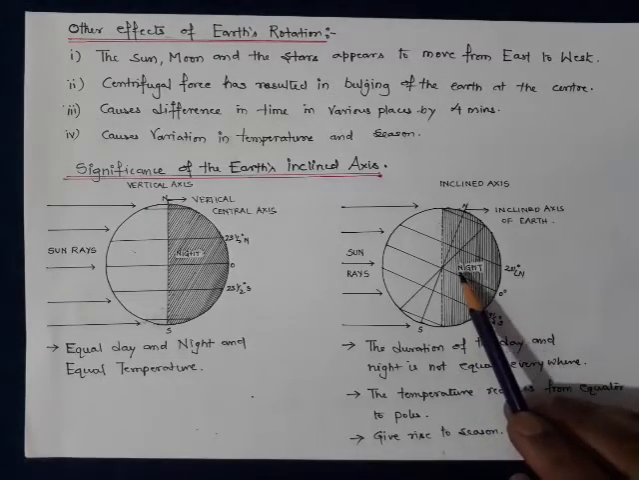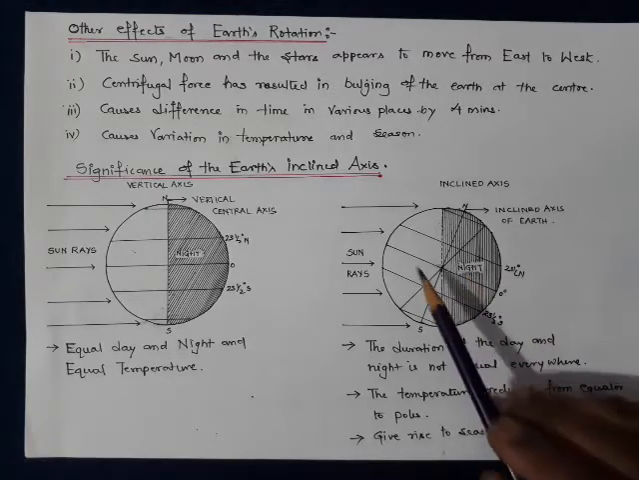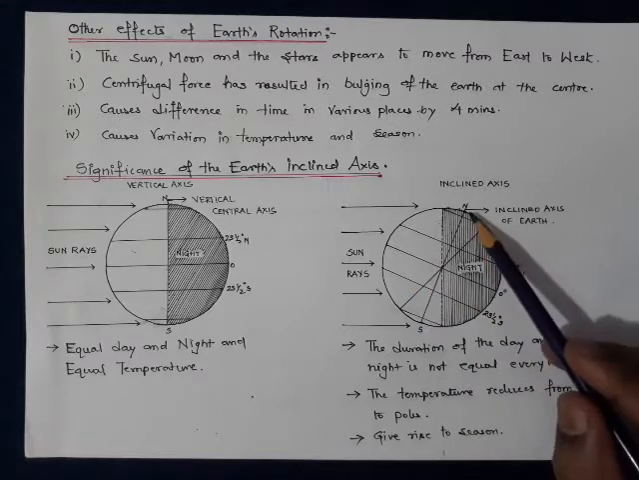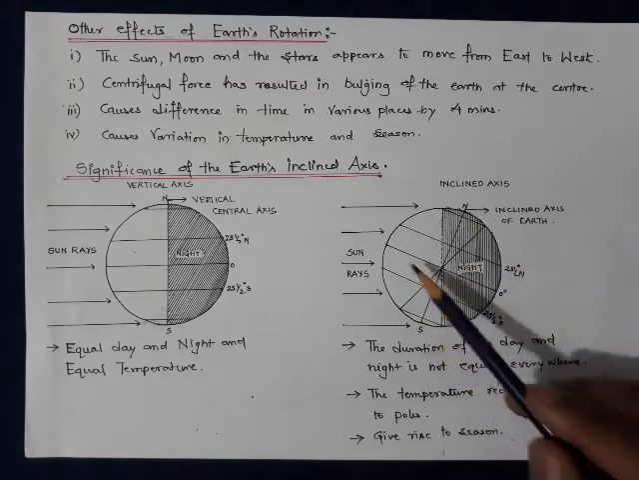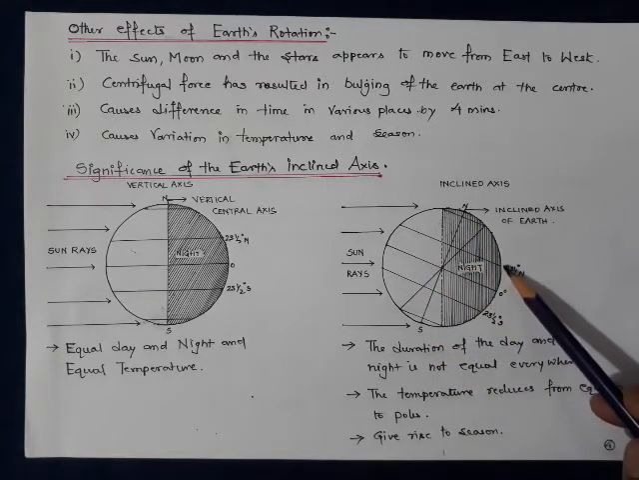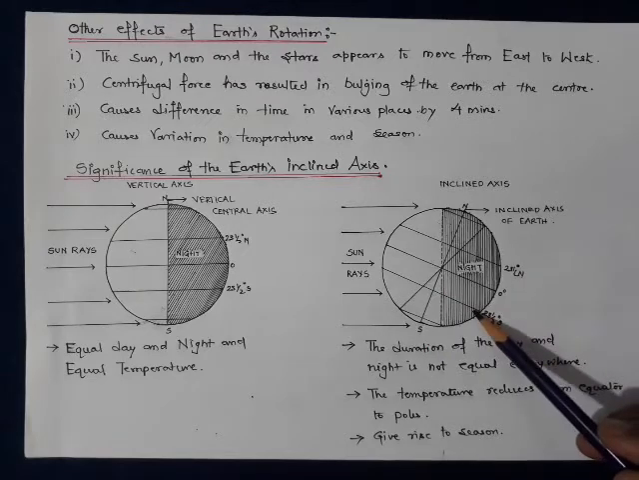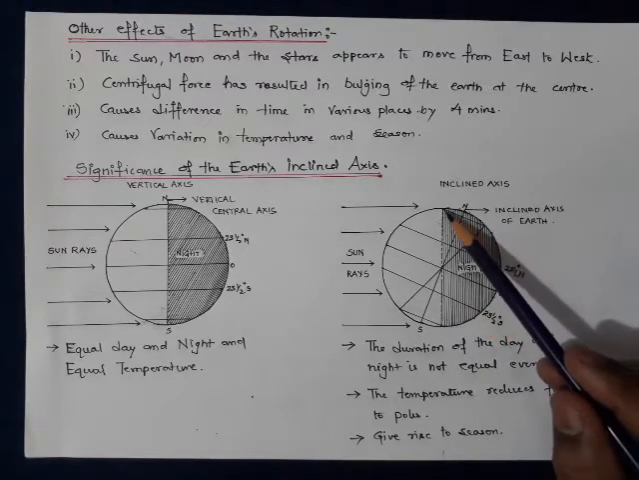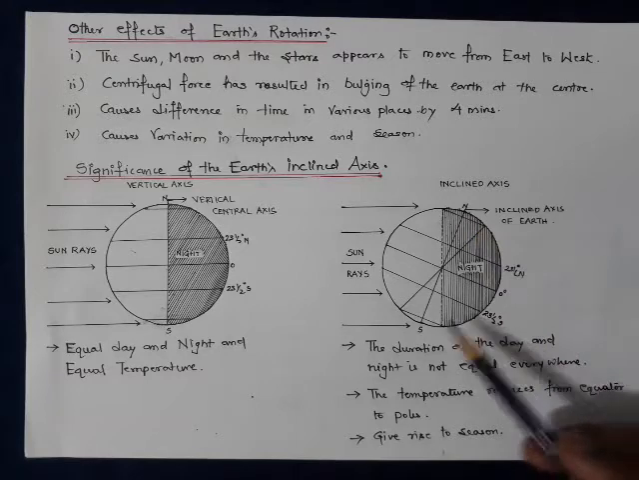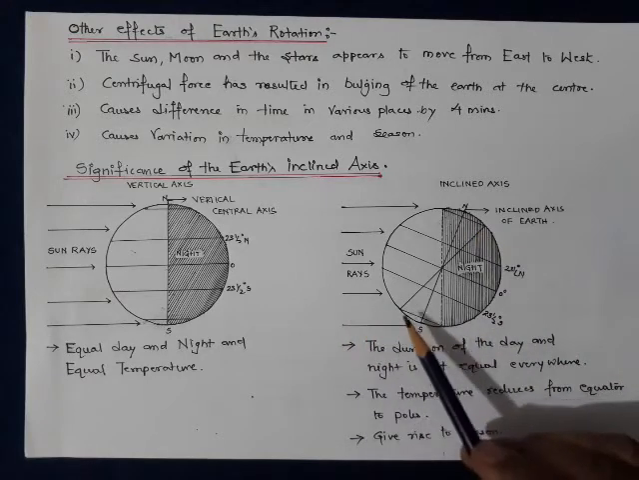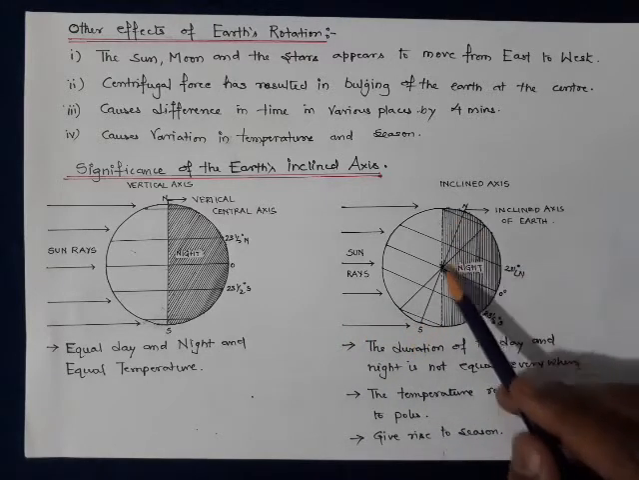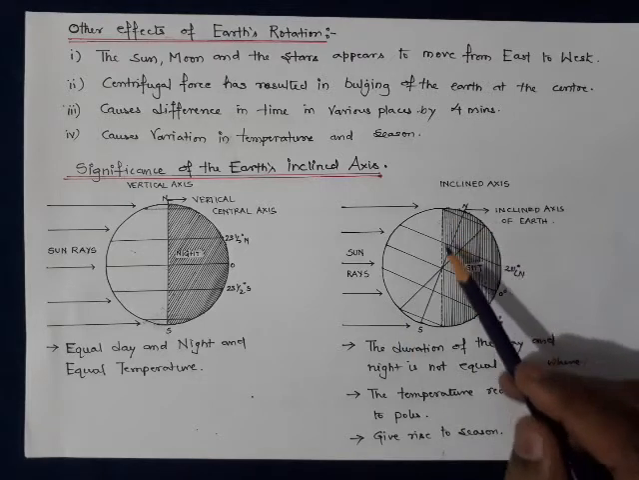Here in this illustration, you can observe this is the equator. The earth is on the tilted axis. This is the equator, Tropic of Cancer, Tropic of Capricorn. And here you can see that as the north pole is away from the direct or vertical rays of the sun, so it is winter in the northern hemisphere.